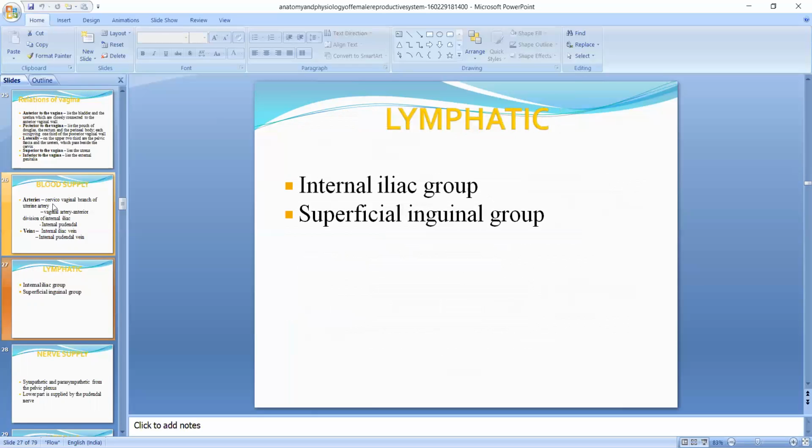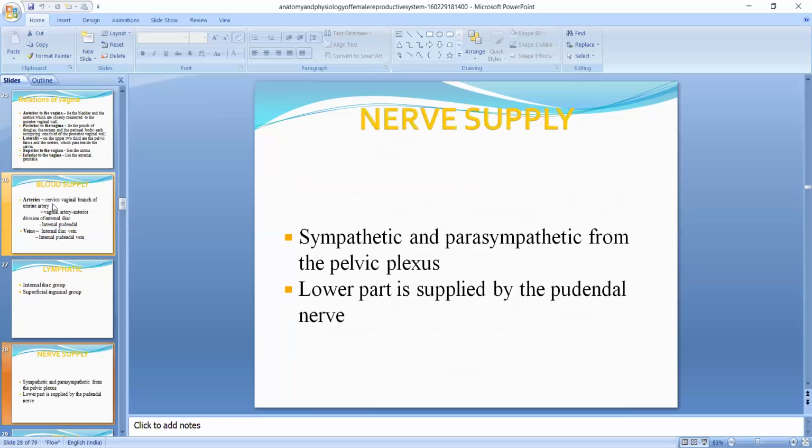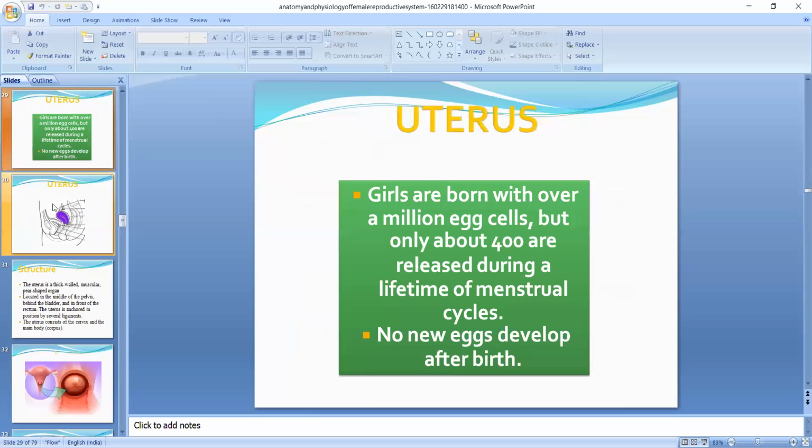Same here for the lymphatic drainage: the internal iliac group and superficial inguinal lymph nodes, it drains to these lymph node groups. Nerve supply: this is also supplied by the pudendal nerve. Now we come to the uterus.